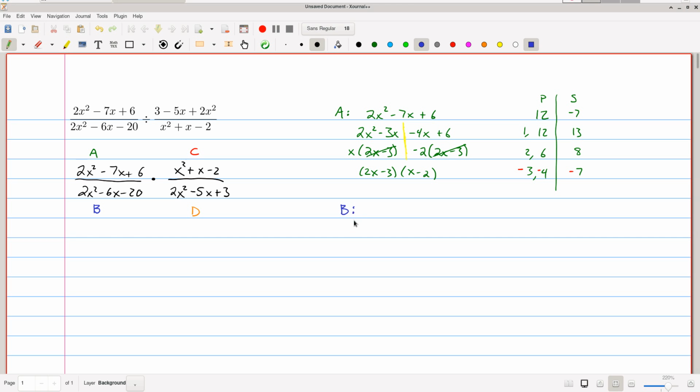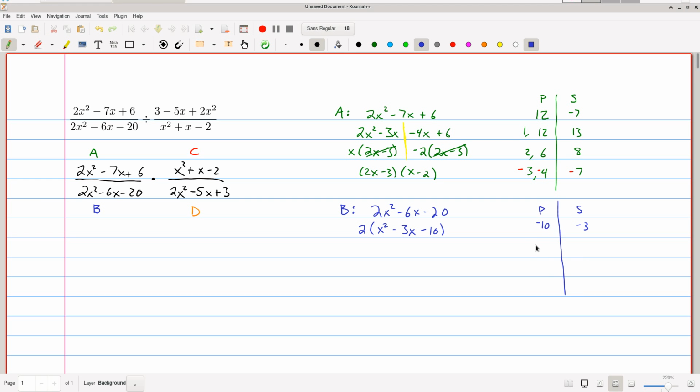Next up, we've got 2x squared minus 6x minus 20. As mentioned before, the first thing we always look for is a common factor. And I see that these are all even, so we can factor a 2 out. Factor that out, we're left with x squared minus 3x minus 10. And now we're looking for two numbers whose product is negative 10 and whose sum is negative 3.